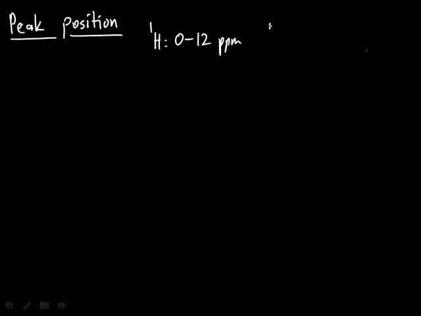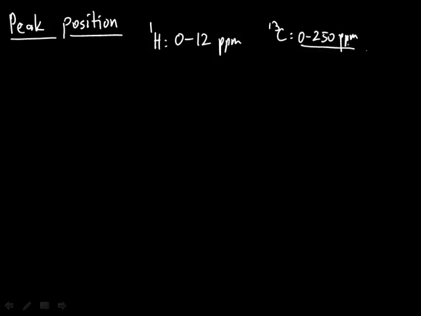Peak positions in carbon-13 NMR are spread over a much larger range than they are in proton NMR. This is because carbon-13 experiences all the electronic effects directly, while proton experiences them only indirectly over carbon. So for proton, our useful NMR range was between 0 and 12 ppm. However, for carbon, this range is about 20 times larger, between 0 and 250 ppm.